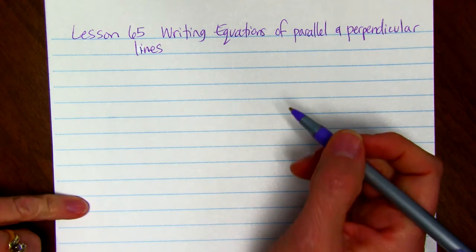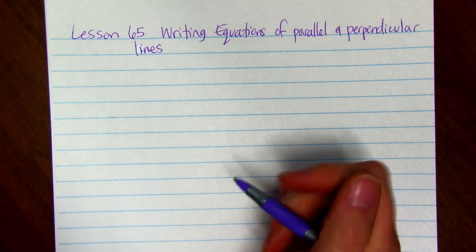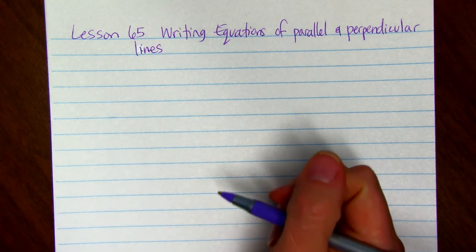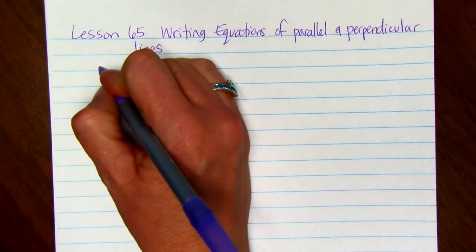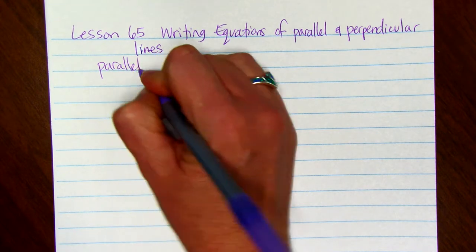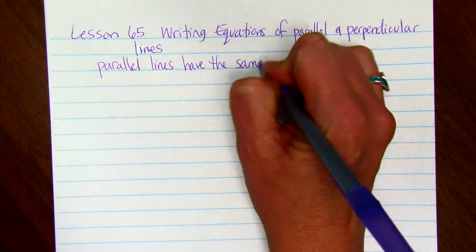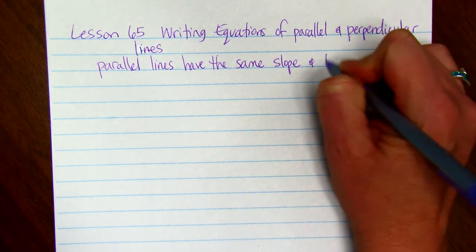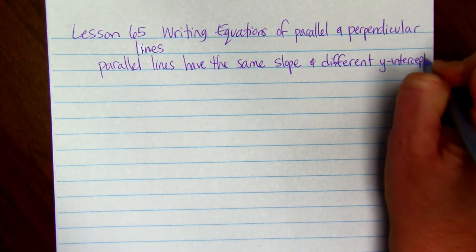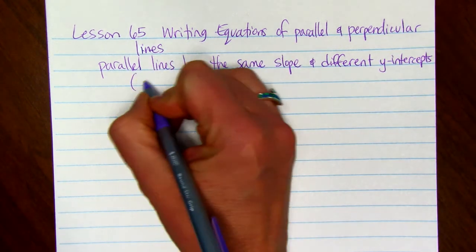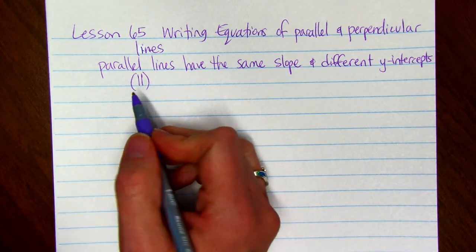To begin with, we have to understand that parallel lines are in the same plane and they do not intersect. They are going to have the same slope and different y-intercepts. We have to make sure they're not the same line. So parallel lines have the same slope and different y-intercepts. A lot of times I'll use the two parallel line symbol to represent the word parallel.